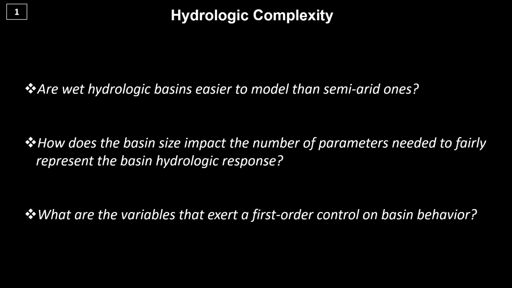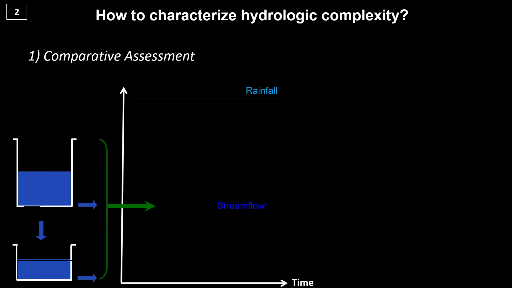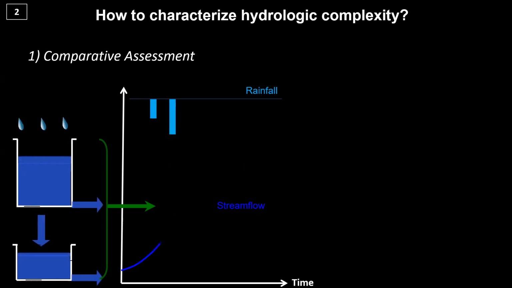These questions pertain to the notion of hydrologic complexity, and no doubt they have occurred to many hydrologists since we frequently encounter them whenever we are interested to extrapolate empirical knowledge from gauged to ungauged basins. So how do we go about answering these questions? Well, in literature, there have been two main approaches to acquire testable hypotheses on hydrologic complexity.